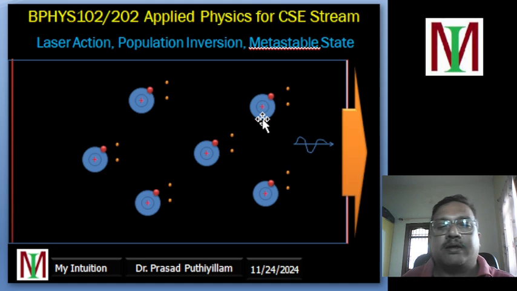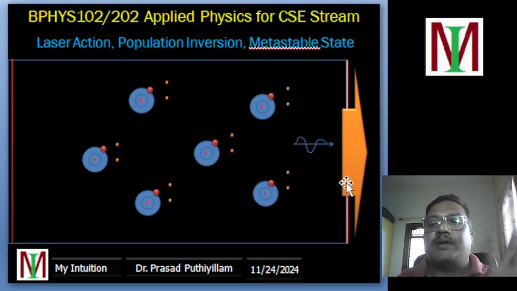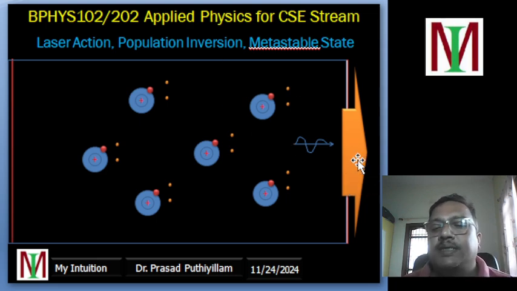There is a stage in which an increased number of photons of the same direction and same wavelength will push out, only 2 to 5% from that cavity, but it comes out as a very intense light, which is called the laser. That is called laser action.